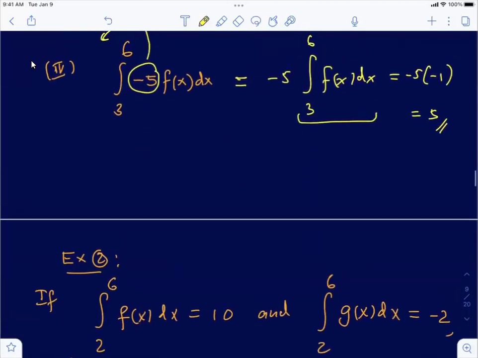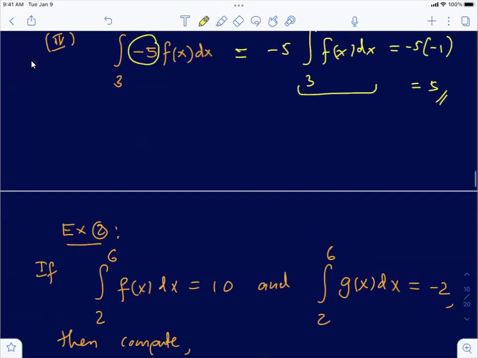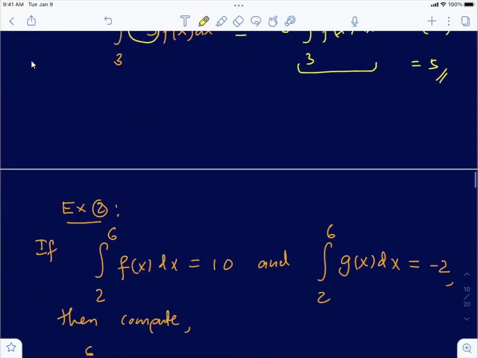Let's look at another similar example. Similar in a certain way, but when you look at this context, you can see the functions are different. f and g, two different functions. However, the bounds are the same. Now, if you look at this carefully, you can see this is none other than the linearity properties. That's exactly what we should expect.